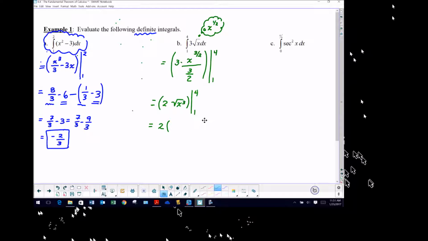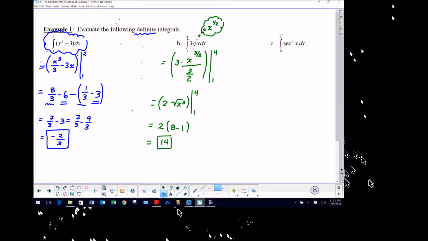And now you can run your 4 in, and you can either take the square root of 4 and cube it, or you could take 4 cubed and square root that. Either way, square root of 4 is 2, cubed, you're going to get 8, just like the square root of 64 would be 8. And then obviously if we run 1 inside of our x position, we're just going to get a 1. So you can see 2 times 7 is the result, or 14. And once again, if we were to sketch this particular curve, we would find that it would have an area of 14 under the curve and above the x-axis between 1 and 4.